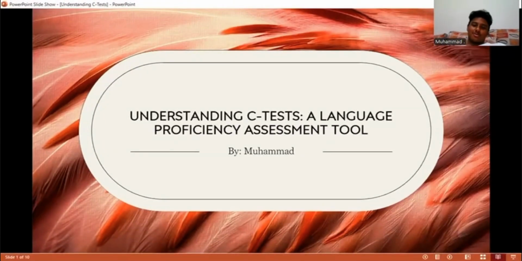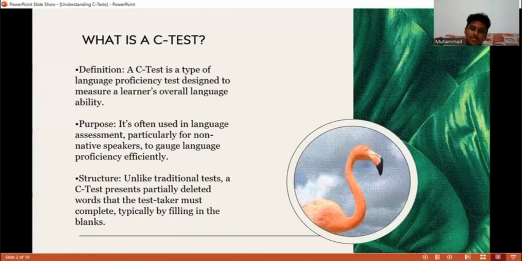Muhammad, and today I want to do my project about understanding the C-test, a language proficiency assessment tool. What is the C-test?